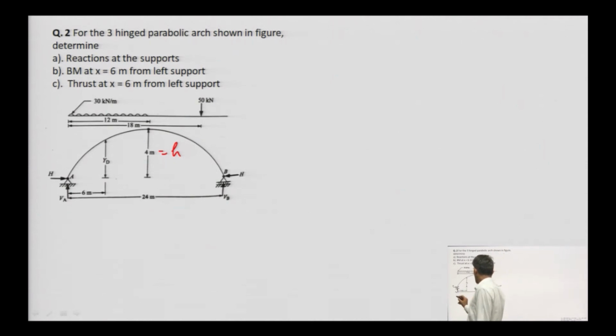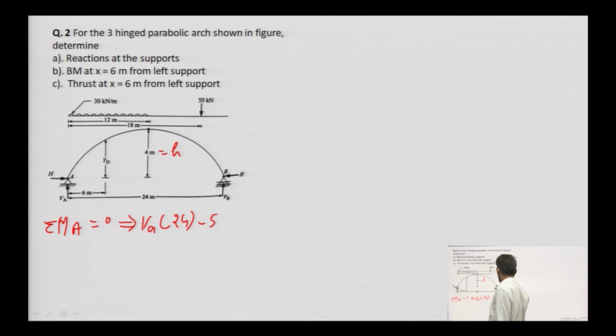Support reaction: equate the sum of bending moment at point A equal to 0, that gives the value of V A. So, V A into 24 minus 50 into the perpendicular distance with respect to A, which is 18, minus 30 into 12 into 6, equals 0, because H is not going to enter here, as it is at the same level.